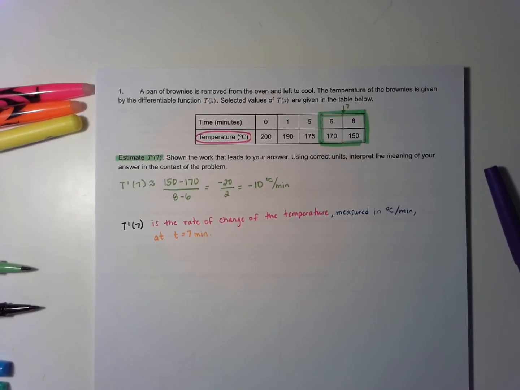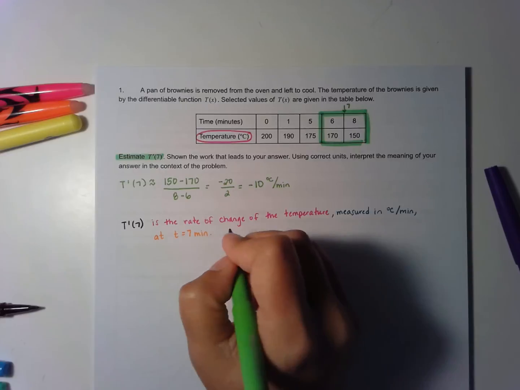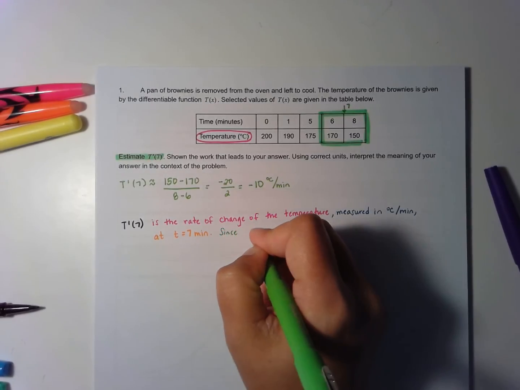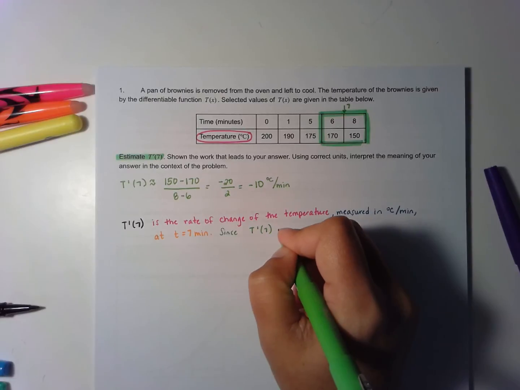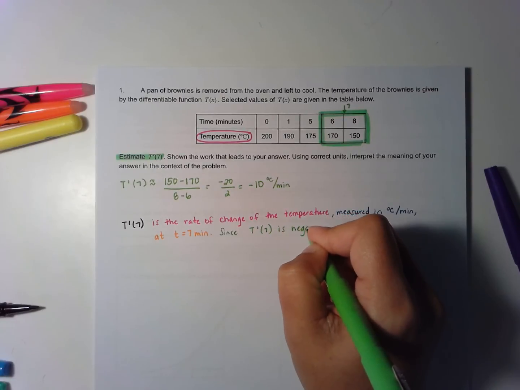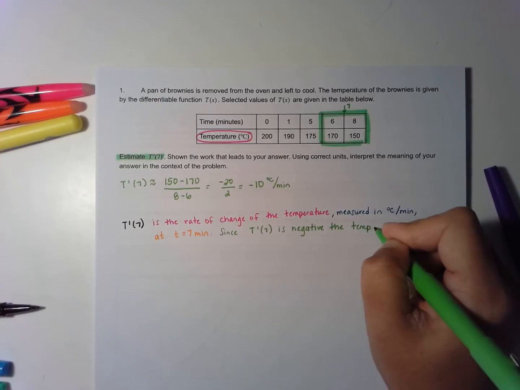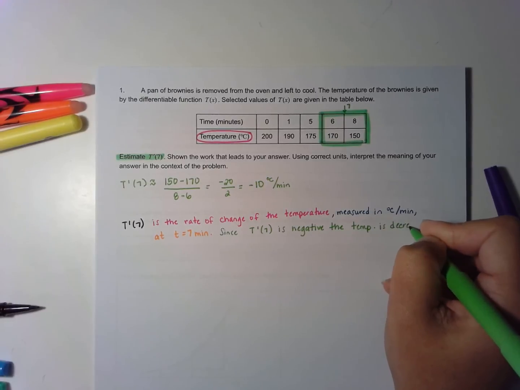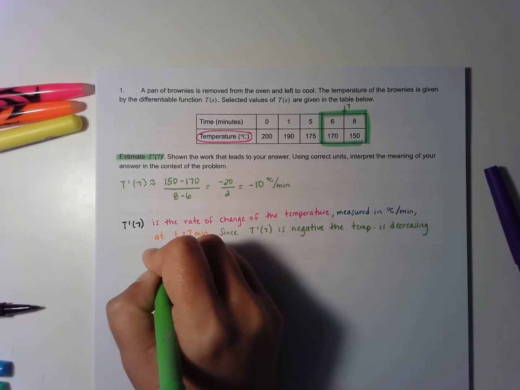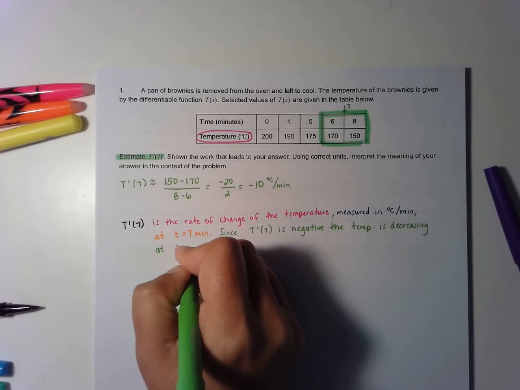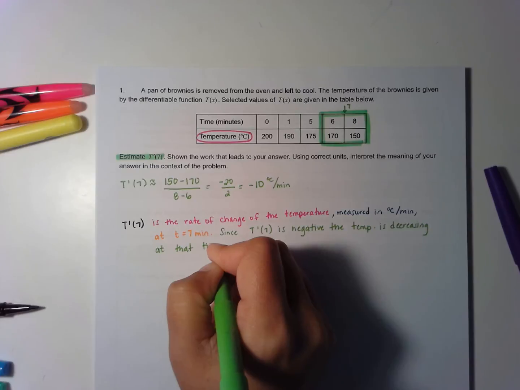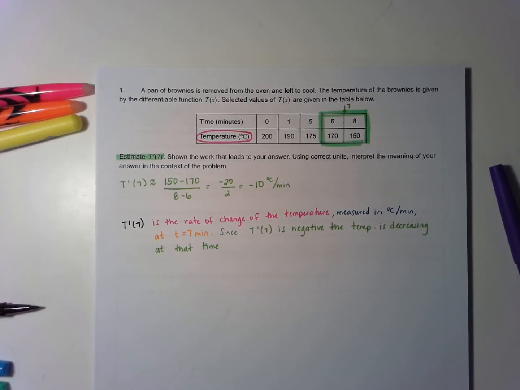Then we need to decide, does this mean that the temperature is increasing or the temperature is decreasing? Since our value here was -10, we would say since T prime of 7 is negative, the temperature is decreasing at that time. So noun, units, time, and does it tell you that we're increasing or decreasing? Because that's what a derivative does, is tell me if it's going up or going down.